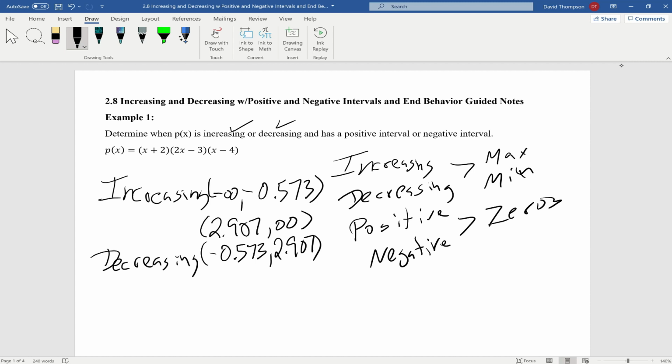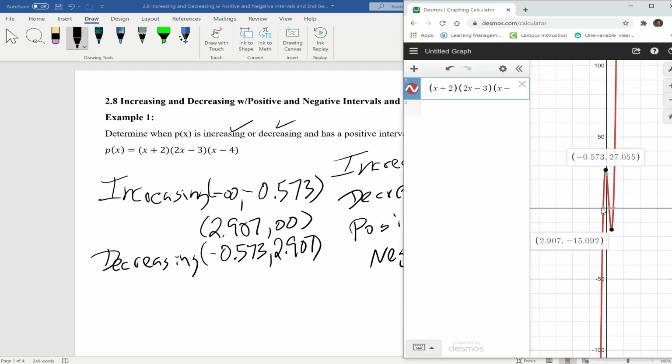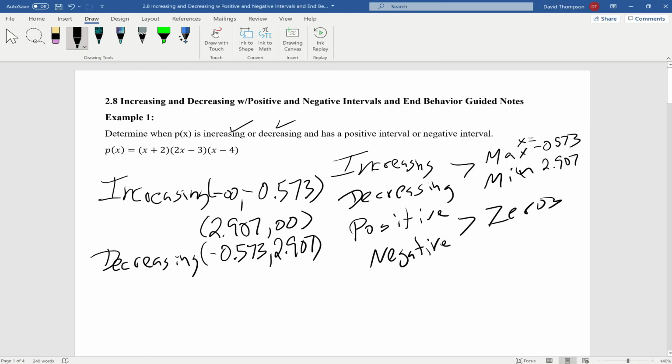So we can spell out the max was at negative 0.573, and our min was at 2.907. Now our zeros, let's just spell those out. We have negative 2, negative 1.5, and 4. So our zeros are x equals negative 2, negative 1.5, and positive 4. So now we're going to handle our positive and negative intervals.